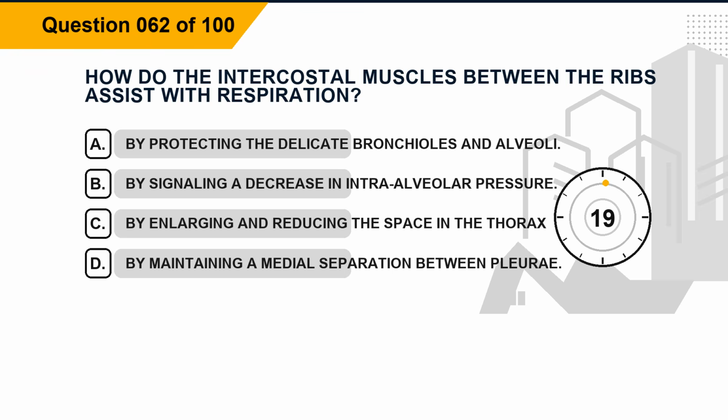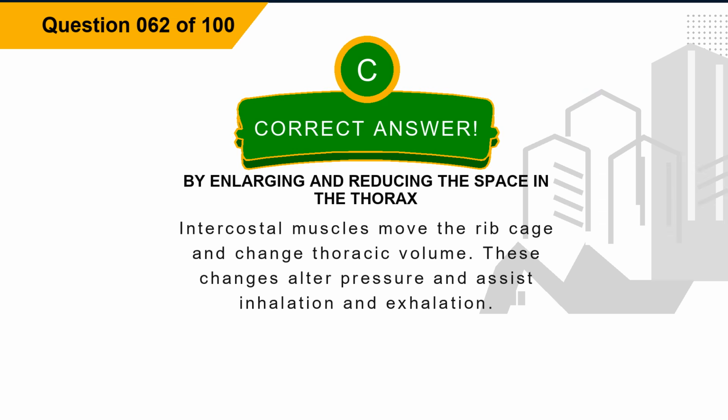posterior. Question 62. How do the intercostal muscles between the ribs assist with respiration? Option A, by protecting the delicate bronchioles and alveoli. Option B, by signaling a decrease in intraalveolar pressure. Option C, by enlarging and reducing the space in the thorax. Option D, by maintaining a medial separation between pleurae. The correct answer is option C, by enlarging and reducing the space in the thorax. Explanation. Intercostal muscles move the rib cage and change thoracic volume. These changes alter pressure and assist inhalation and exhalation.